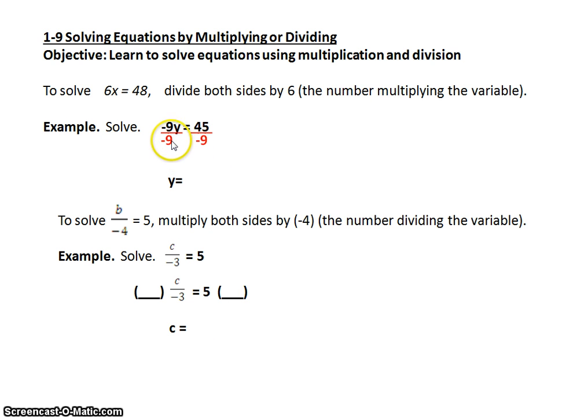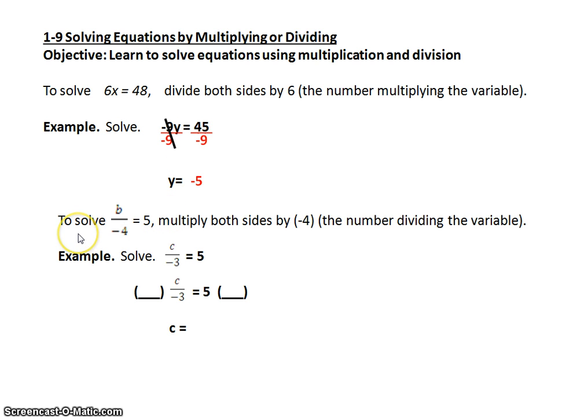Now, these negative 9s, one's in the numerator, one's in the denominator, so those negative 9s will divide out. And on the left-hand side, we will be left with y. So we have successfully isolated the variable y. Now we need to simplify the right-hand side. 45 divided by negative 9. A positive divided by a negative, we know that our quotient will be negative. 45 divided by 9 is 5, so y equals negative 5.